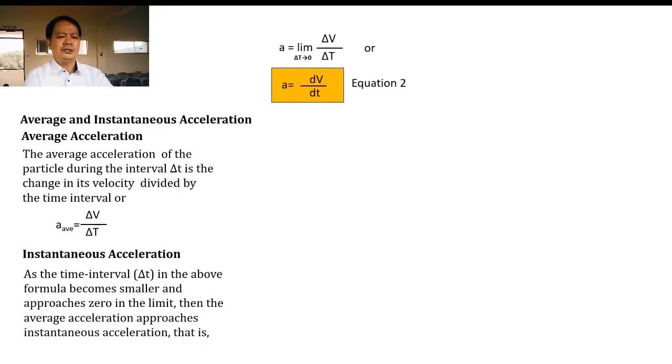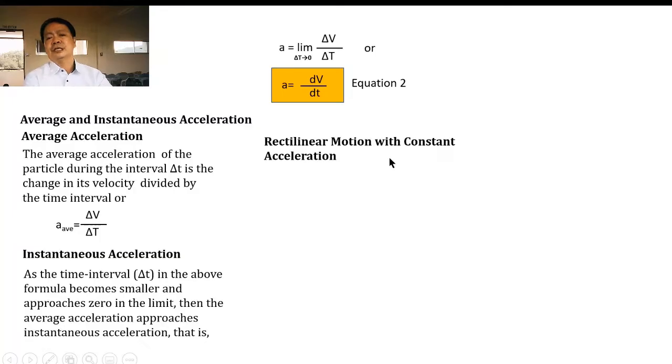Ituloy natin ang ating discussion. Now, in this study, we shall also be learning about some geometry of motion, when the motion is traveling along a straight line and whose acceleration is constant. And we call this rectilinear motion with constant acceleration. Ang ibig sabihin, acceleration, hindi nababago.